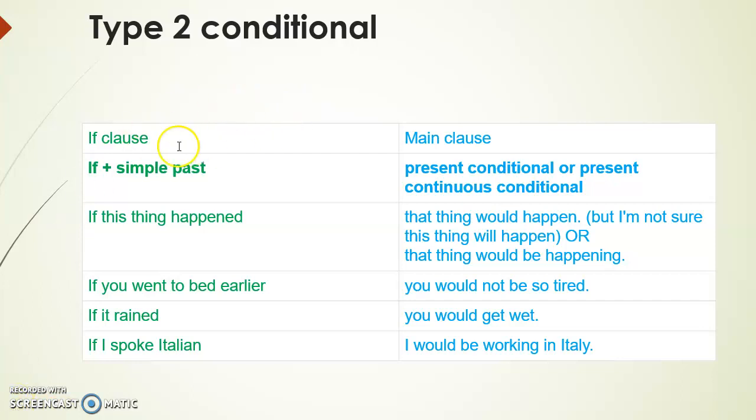Type 2 conditional: the if clause, if plus simple past, and the main clause, present conditional or present continuous conditional. If this thing happened, that thing would happen, or that thing would be happening. If you went to bed earlier, you would not be so tired. If it rained, you would get wet. If I spoke Italian, I would be working in Italy.